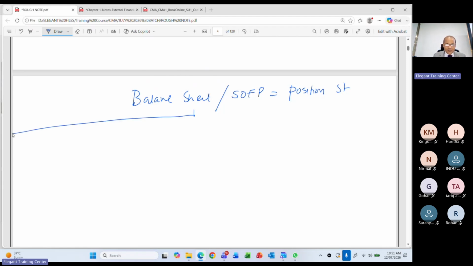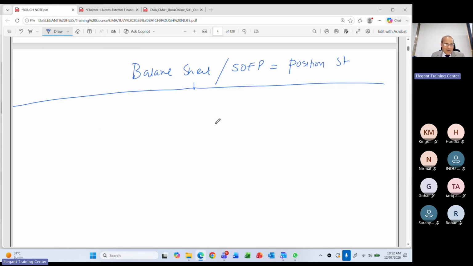Have you seen a balance sheet? Who has not seen a balance sheet? I'm sure everybody not only has seen, everybody has prepared financials. Yes or no? Good. So, the balance sheet. Let's talk about the elements of the balance sheet. One is equity.